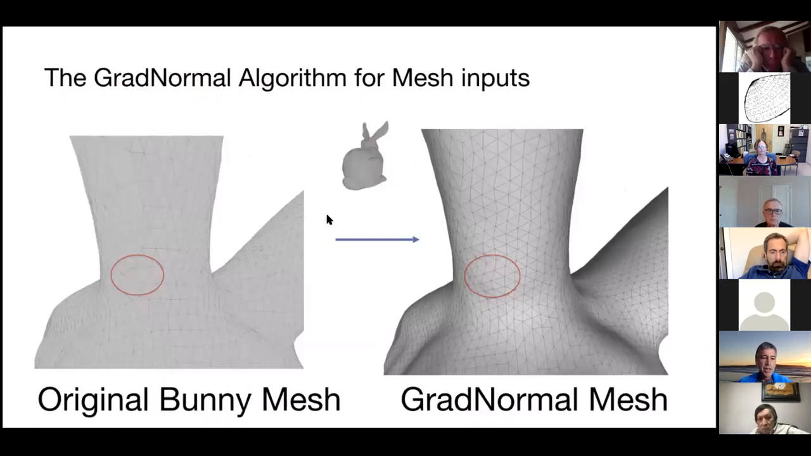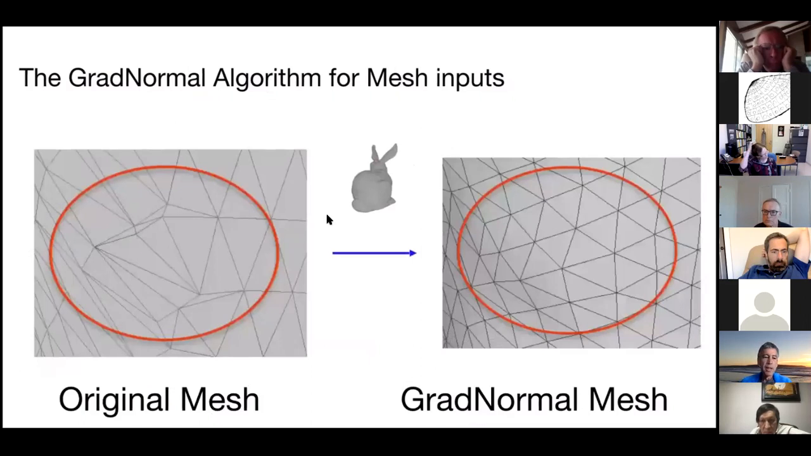You can see that at the base of the ear, some of those triangles at the left, the original bunny triangles, are very poor. And on the right, you see the output of the grad normal algorithm. And I'm going to zoom in one more time. You'll see that the input triangles have some very poor angles, and they're not a very regular structure, whereas the output is quite regular and has no small angles.